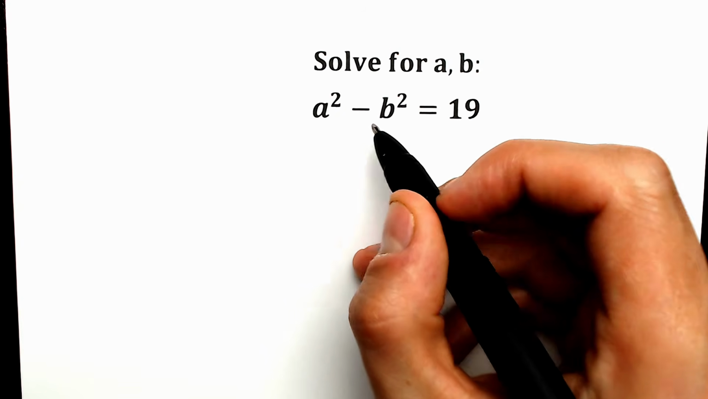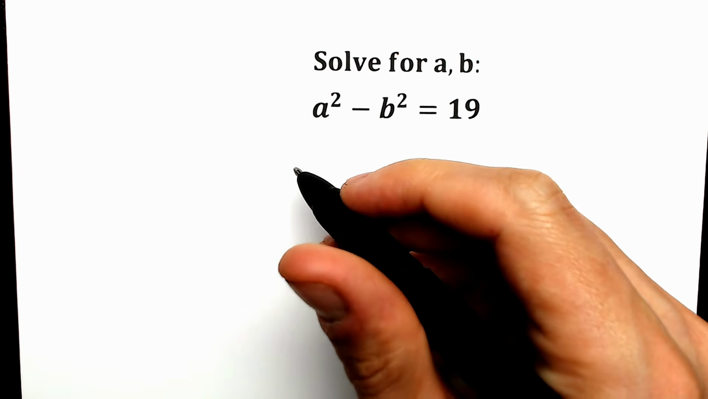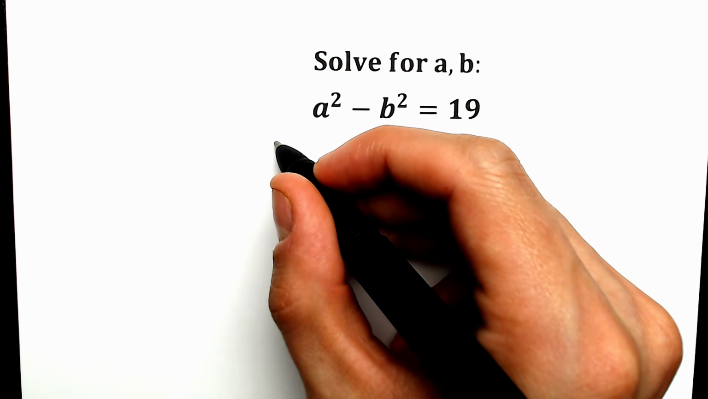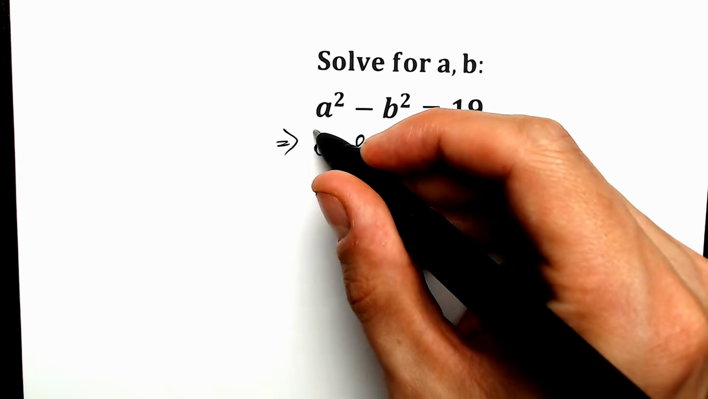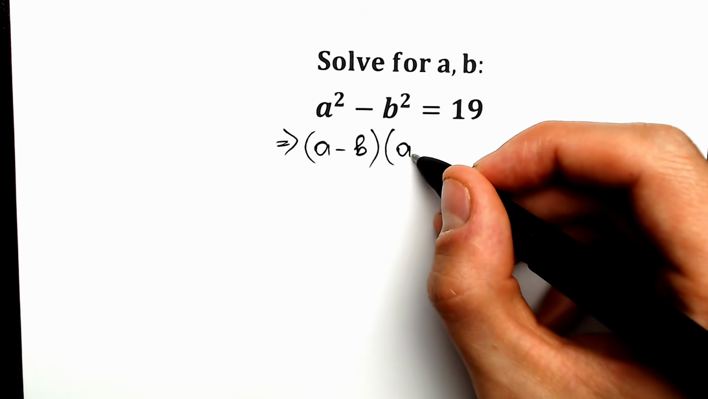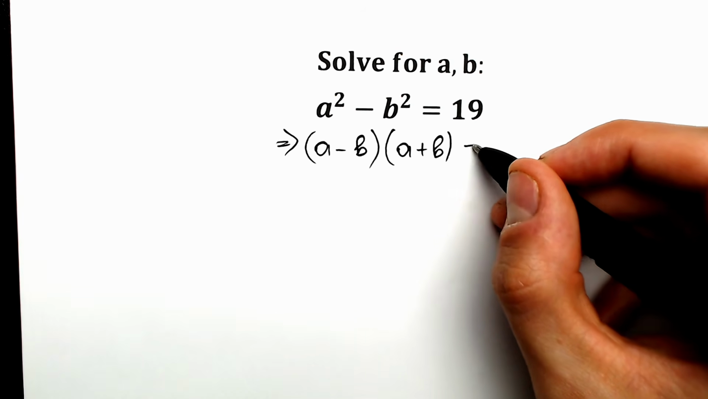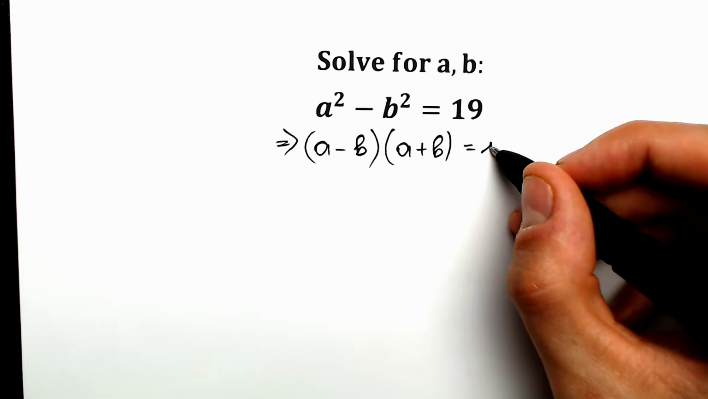So first of all, on the left side we have a difference of squares, so we can easily expand it in terms of the school identity. We can write it as a minus b times a plus b, and equal to 19.